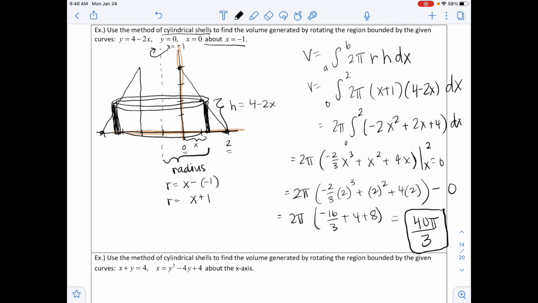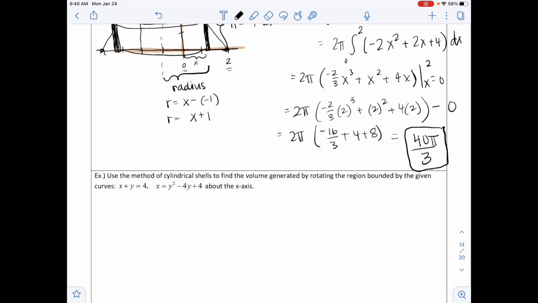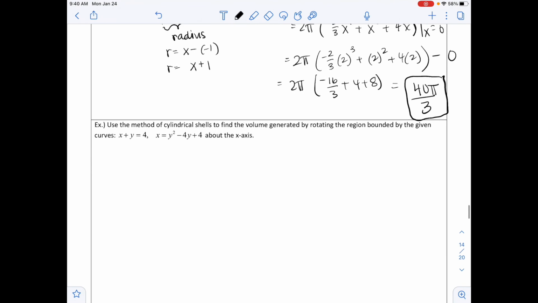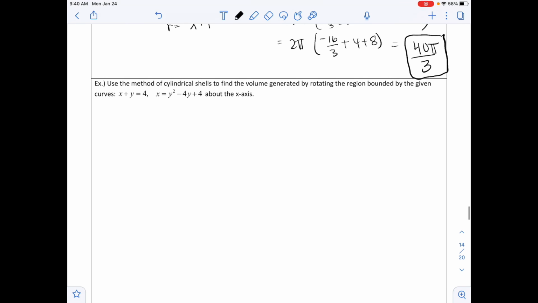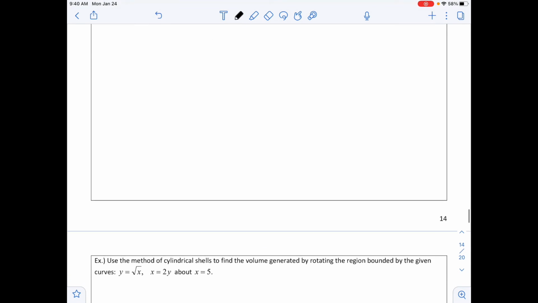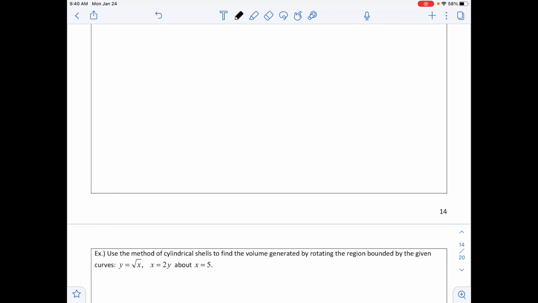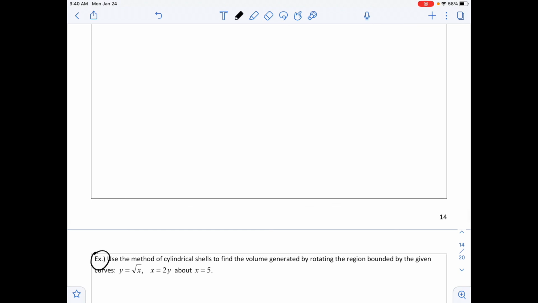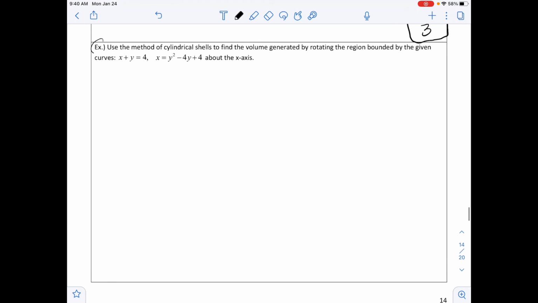So we have 2 more examples that we will look at together. One, we're going to be rotating about the x-axis, and the other one on the next page, we're rotating around x equals 5. And so both of these are going to go ahead and circle, and we'll work on these together in class.